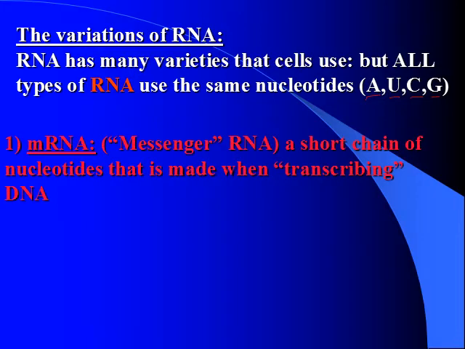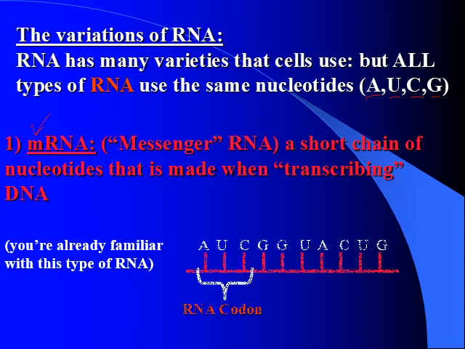So the first variety we're going to talk about is called mRNA, and you'll notice that the M here is lowercase. That's on purpose, whereas the RNA is capitalized. The M stands for messenger RNA. This is a short chain of RNA nucleotides that's made when transcribing DNA, and we'll talk about what transcribing DNA means later on in a different lecture. The RNA of this variety you are actually already familiar with.